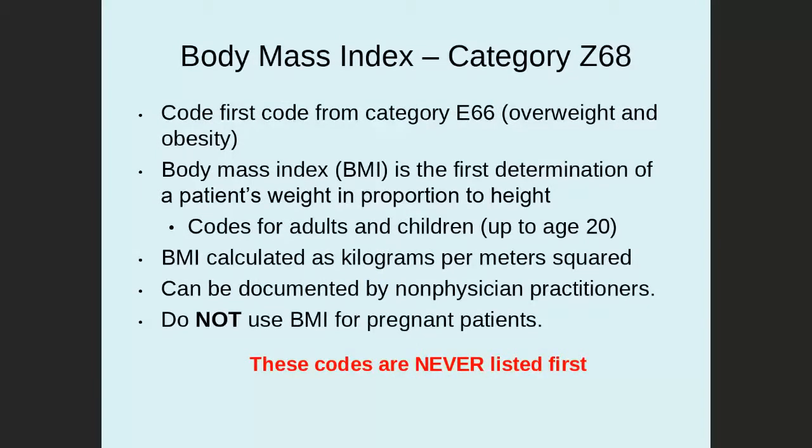Body mass index, or commonly known as BMI. This indicates a patient's weight as underweight, appropriate weight, overweight, or obese. It is determined by the patient's weight in proportion to their height. Now, first you're going to code from E66, overweight, obesity, and then you're going to use the body mass index. So these are not listed first. They're codes for adults and for children. Those are the different ones. These can be documented by non-physician practitioner. These are guidelines. Non-physician practitioners can do these, and you don't use a BMI for pregnant patients.